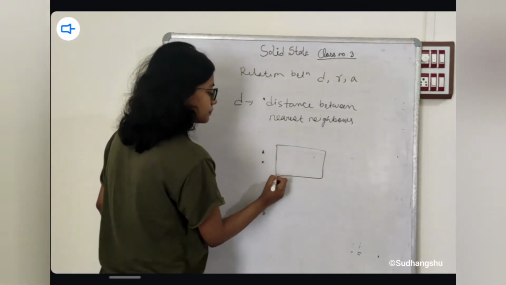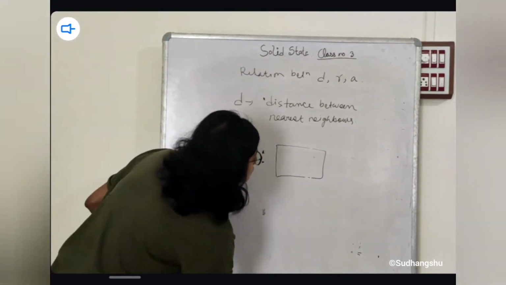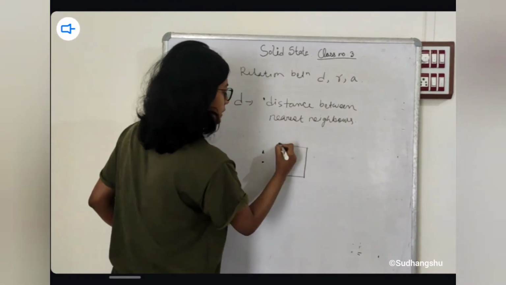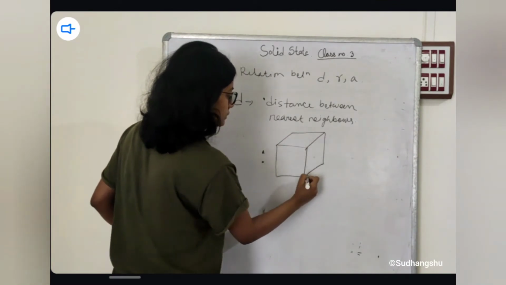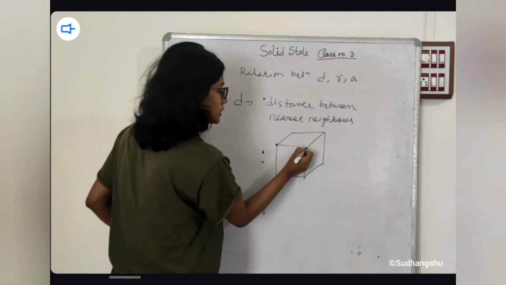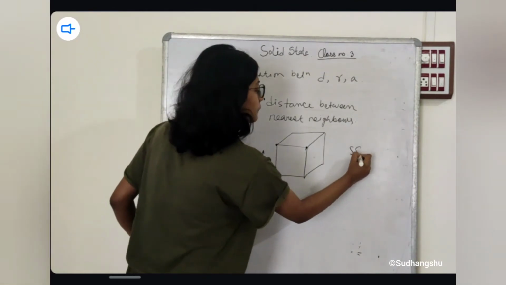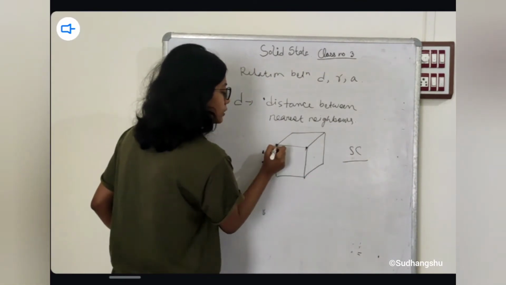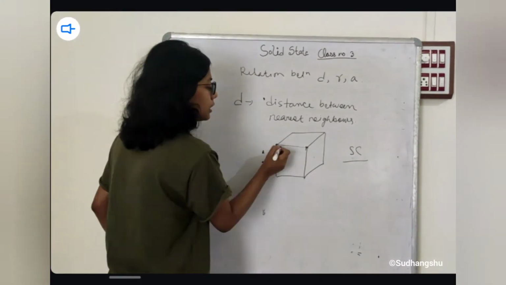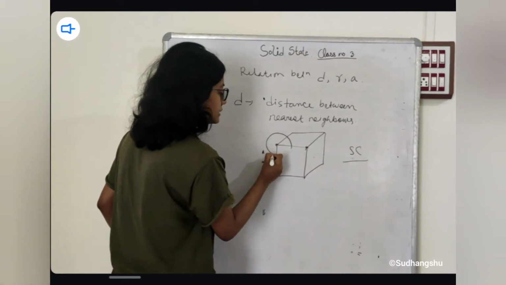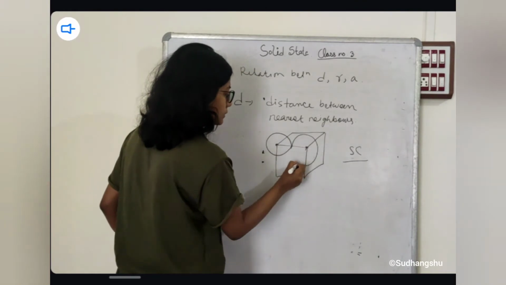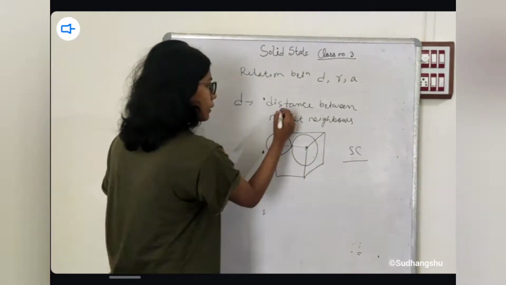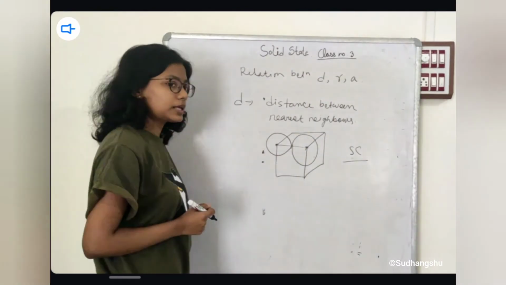Suppose this one is a cubic cell. So this position and this position, suppose this is a simple cubic cell. So atoms at this position, this position and this position will be nearest neighbors. So they are nearest neighbors. Now, how can we calculate the distance between them?